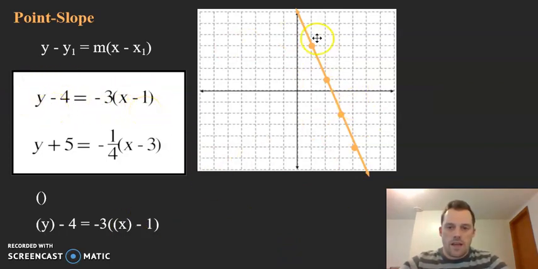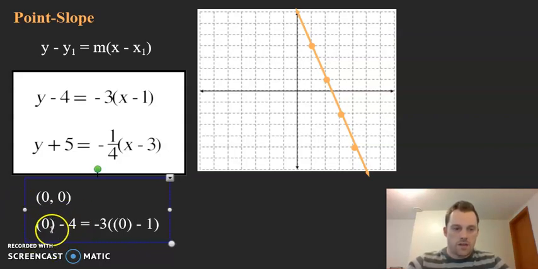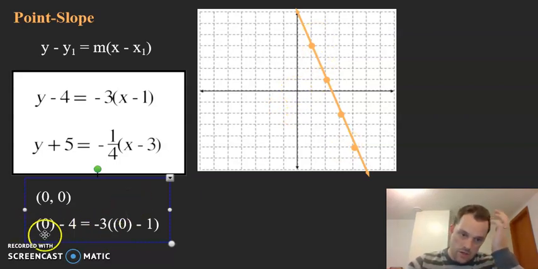Recall that if I take any point on this graph and I substitute the x and y value in, my equation should be equal. So if I plug in 0, 0, which is not part of my graph, 0 for my y value, 0 for my x. 0 minus 4 is -4. And I have to do 0 minus 1, which is -1, times -3, which is a +3. And -4 is not equal to +3. So that holds true that, since this point is not on the line, the equation doesn't work.